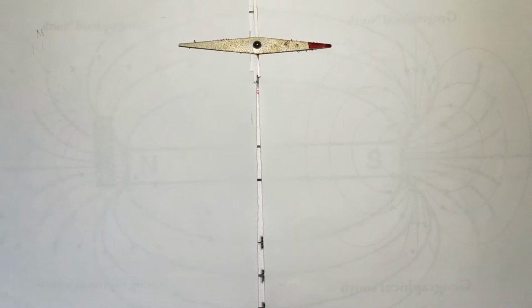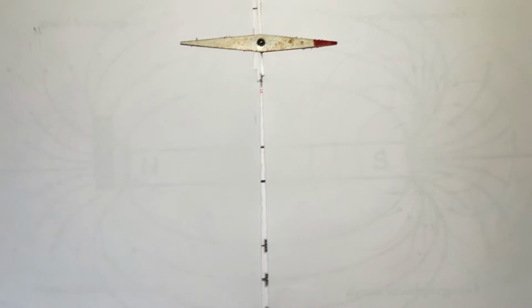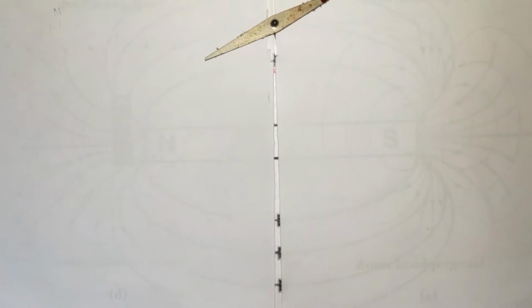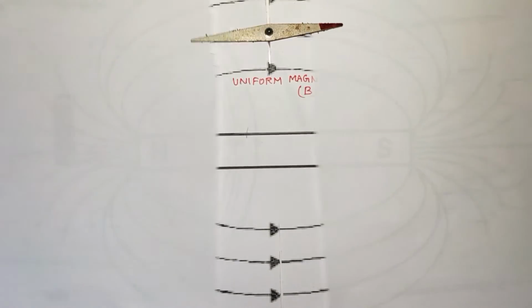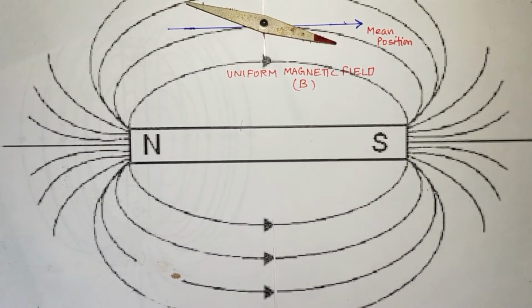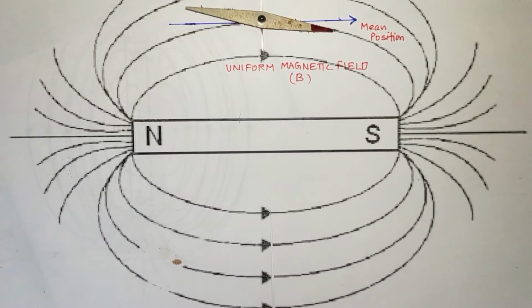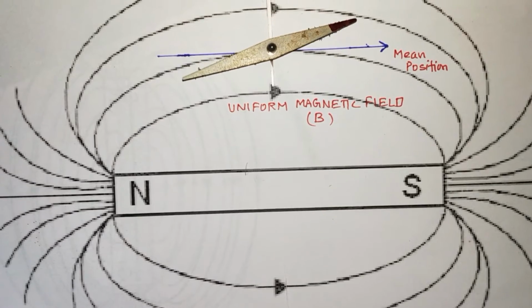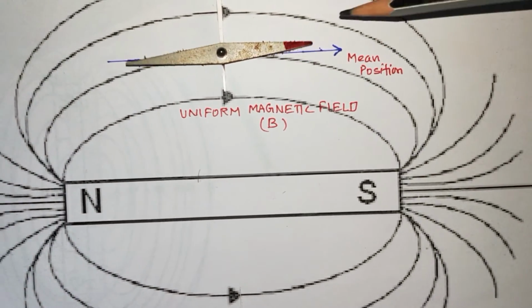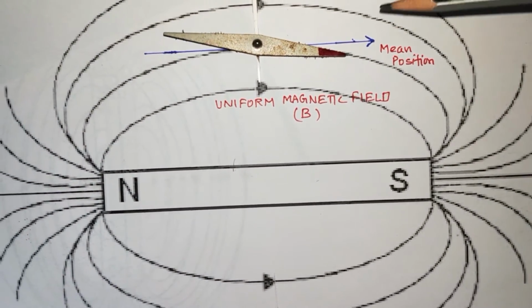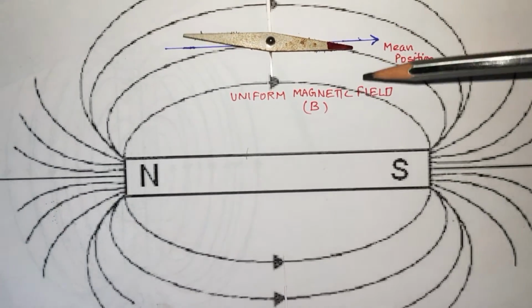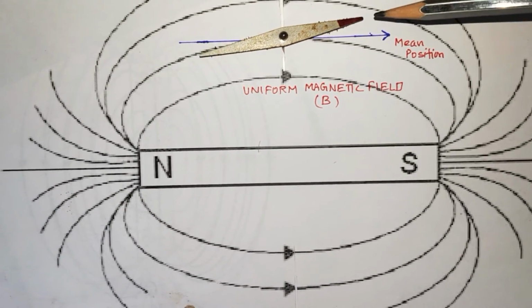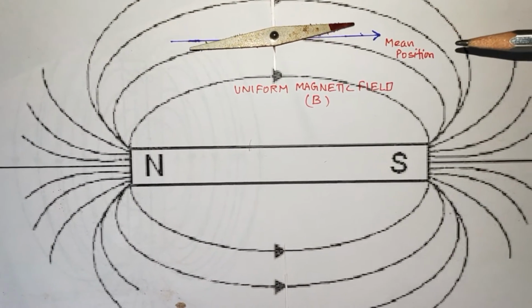Now what happens if this magnetic compass is placed in a uniform magnetic field? You see here, when this magnetic compass is placed in a uniform magnetic field, it is oscillating over the mean position. When it oscillates over this mean position, it has a time period. So now we shall derive a mathematical formula to measure the time period of this magnetic compass placed in a uniform magnetic field.